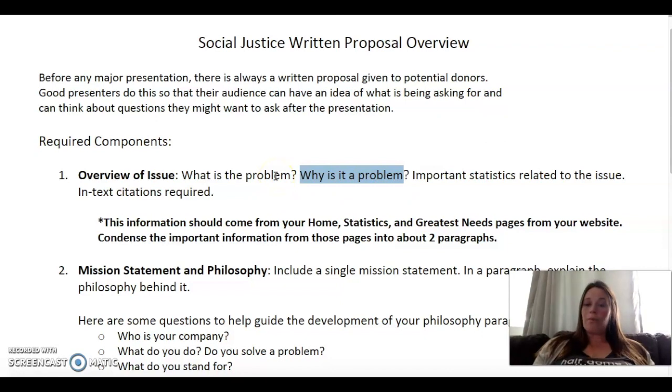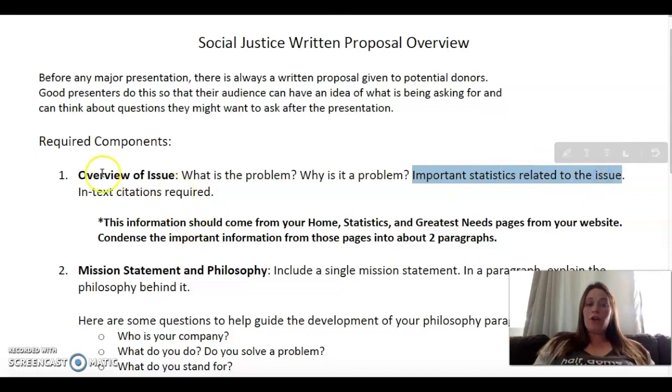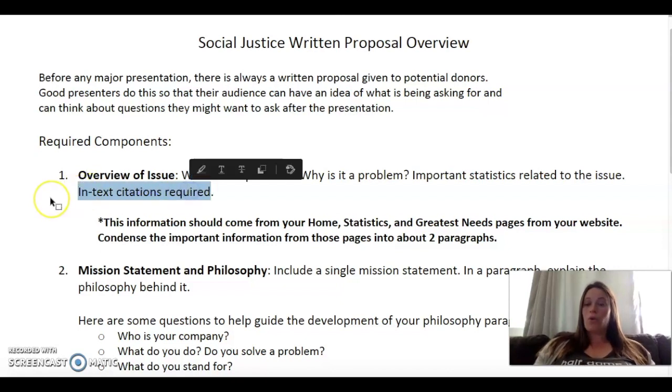Why is it a problem? Maybe, what are some things that lead to this becoming a problem? Or maybe talking about how big of a problem it is would help us understand why that is a problem. This is also where you can include important statistics related to the issue.